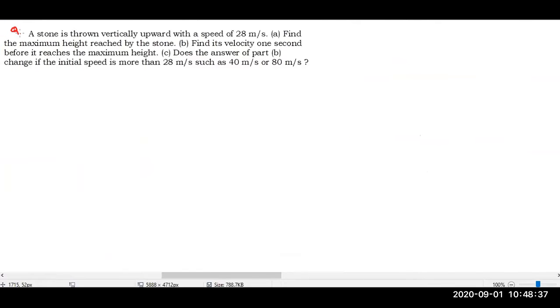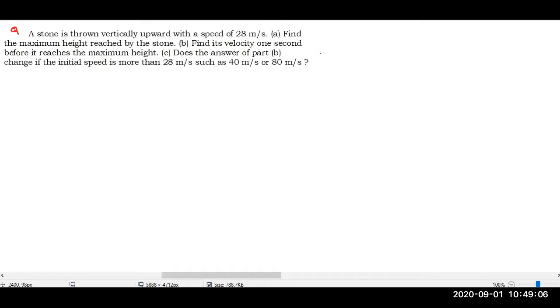Next question. So this is the question. A stone is thrown vertically upward with speed 28 meter per second. Find the maximum height reached by the stone. Find its velocity 1 second before it reaches the maximum. Does the answer of part B change if the initial speed is more than 28, such as 40 or 80? Okay, so this is a very good question.